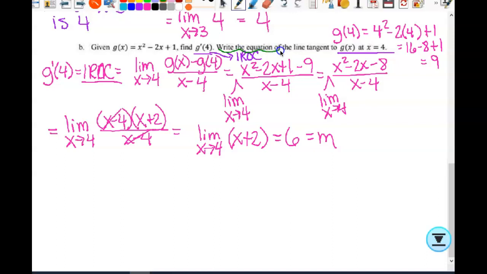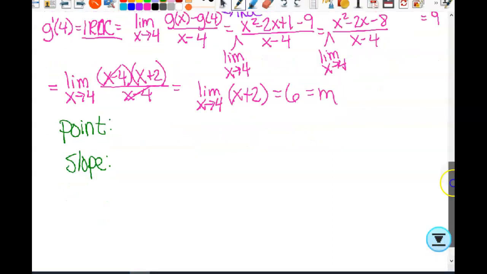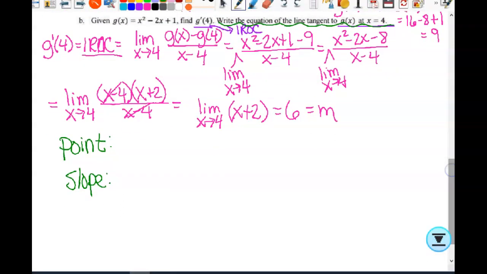Now this said to write the equation of the line, so we're not done, because we have to write the equation of the line tangent to g of x at x equals 4. Anytime you are told to write a line, because this is going to happen a lot, you're going to write down, I need a point and I need a slope every single time. And then you're going to make sure that you actually find both of those things. Do we have a slope that we can use? Yes. What is it? 6.